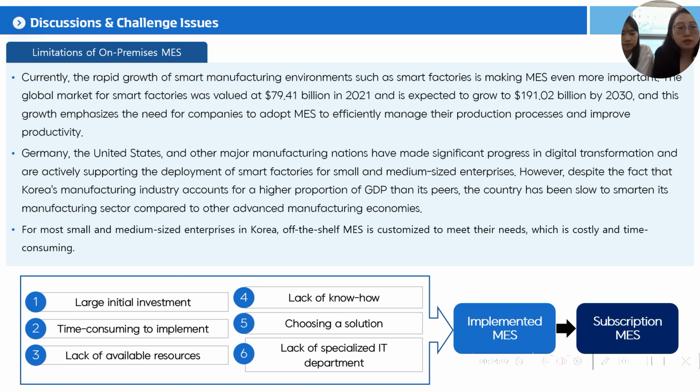Okay, so after we organize this discussion problem, we can organize the information as follows. The first problem and discussion point is the large initial investment, the second is that it is time-consuming to implement, the third is lack of available resources, and the fourth is lack of know-how in choosing a solution. Lack of a specialized IT department is also a problem and a discussion point. After we implement the MES and improve it to a subscription MES with the SaaS platform technology, it will be a great solution for the industry and the nation's problems.